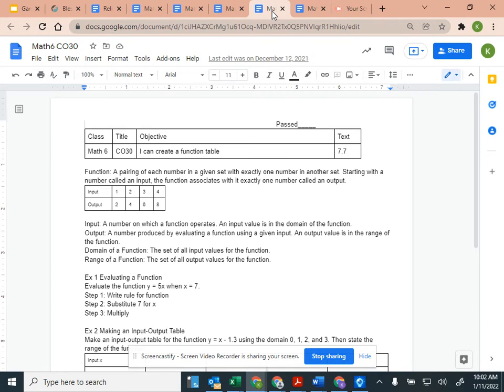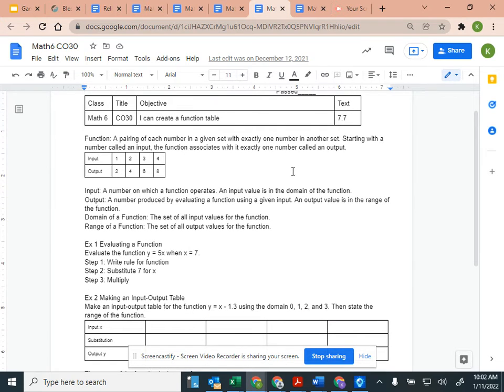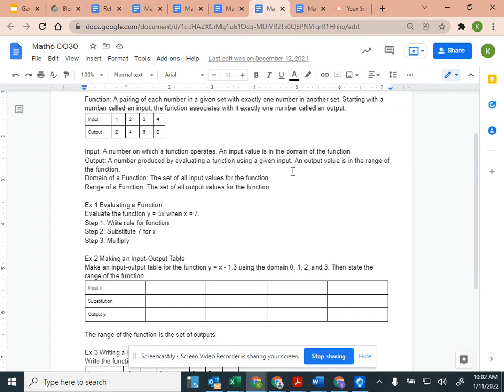All right, next objective, CO30. I can create a function table. This is where we're going to use those patterns and put them into a table. It's doing the same thing, finding the rule, continuing your pattern.